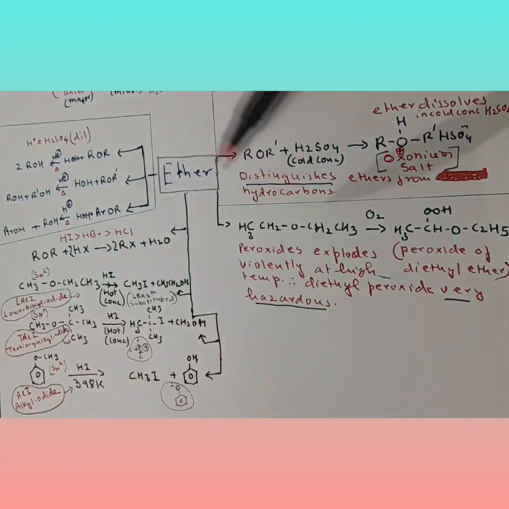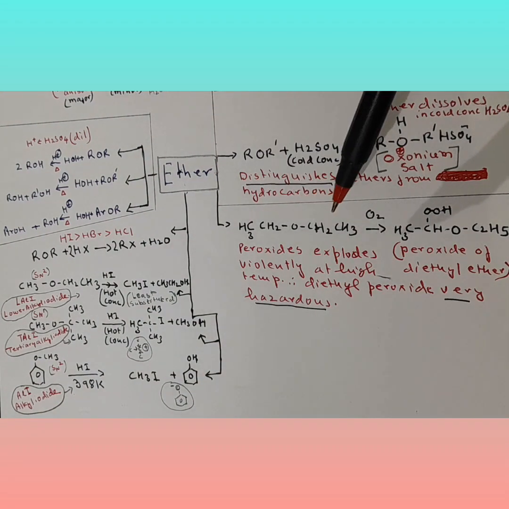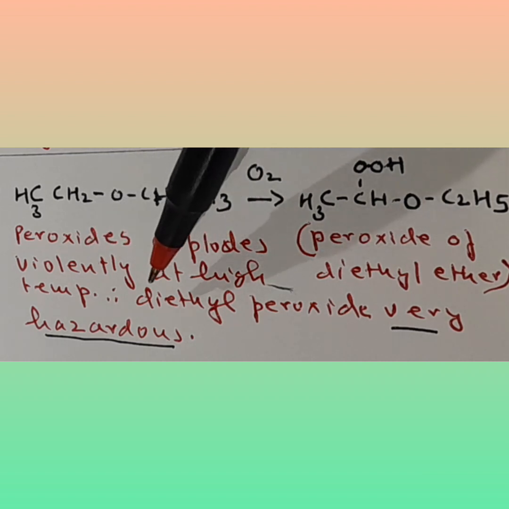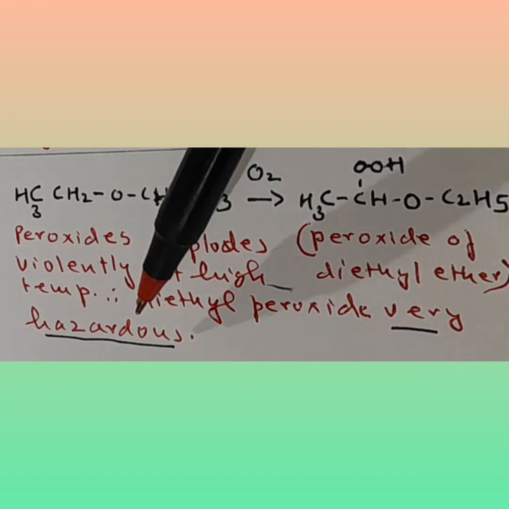Alright, then next. Now if ether is exposed to air for a longer period, it forms peroxides. So it's about diethyl ether. Diethyl ether, if exposed to air for a longer time, forms peroxide. Peroxide, I told you, wherever there is an O-O bond, that is a peroxide bond, peroxy bond. So it forms peroxide of diethyl ether, and these peroxides explode violently at high temperature. Therefore, diethyl ether peroxide is very hazardous.